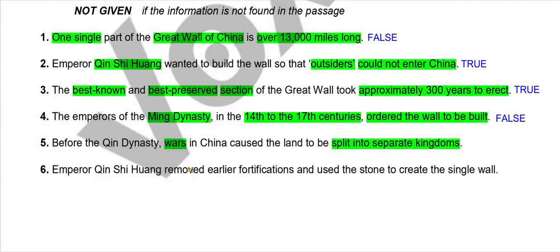Or even when, because of wars, China was not split into separate kingdoms, and it was one big country, or you can say one big kingdom at that particular time, we will say false. And when we don't have any information whether it was split into small kingdoms or not, whether there were wars or not, we will say not given.